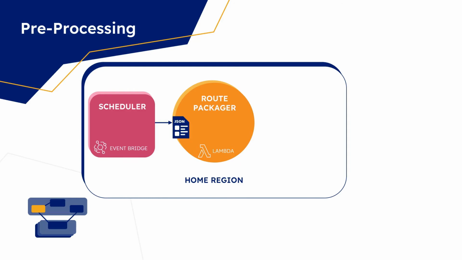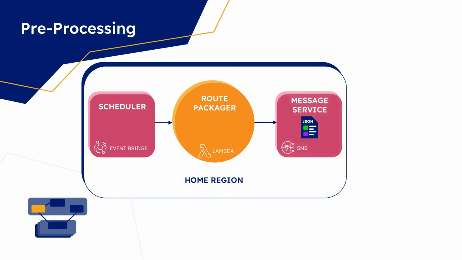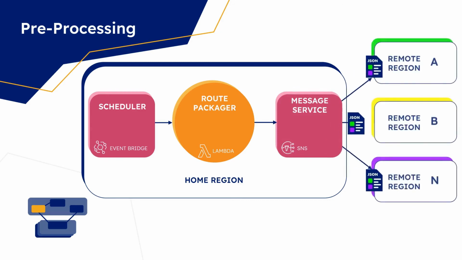Route packager's purpose is to read all the location data from the JSON test configuration payload and prep it for routing to the correct regions. It then publishes a message with the test to a topic in SNS, Amazon's Simple Notification Service. A queue in each region is subscribed to the topic and will only accept messages if they are intended for that region.